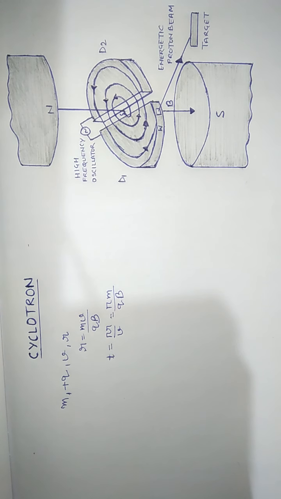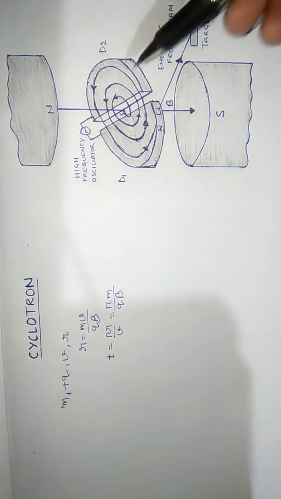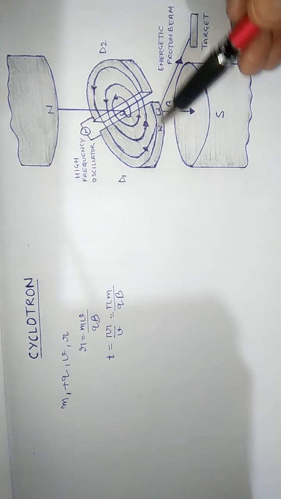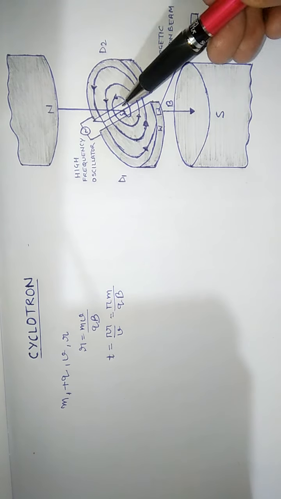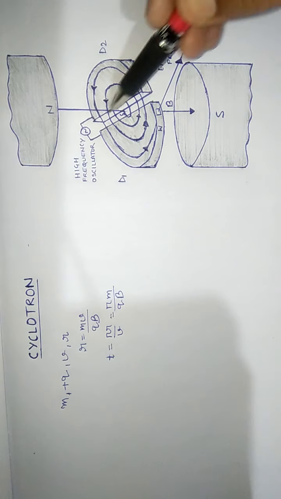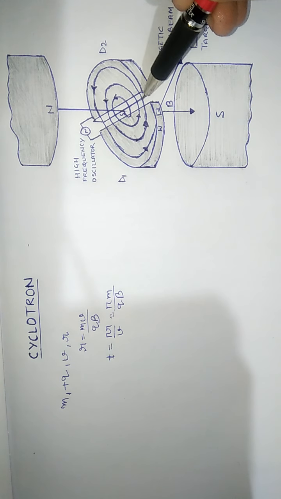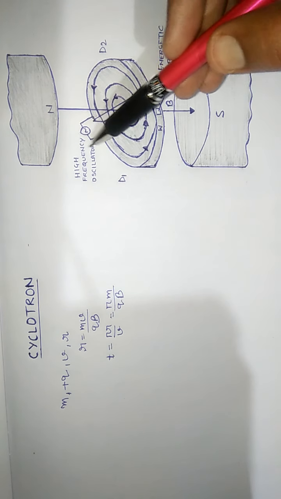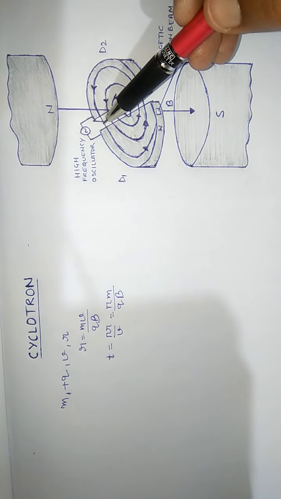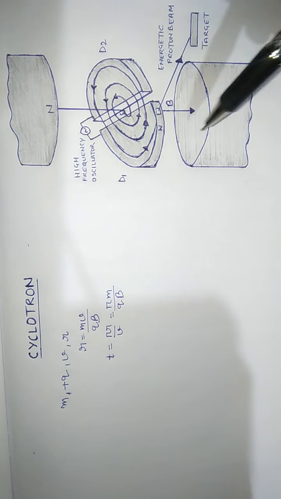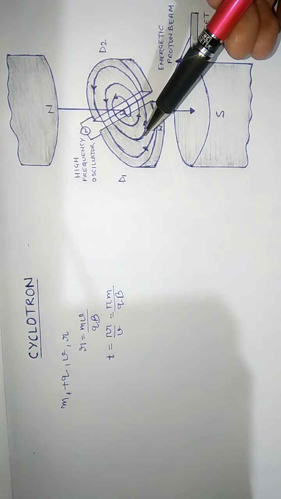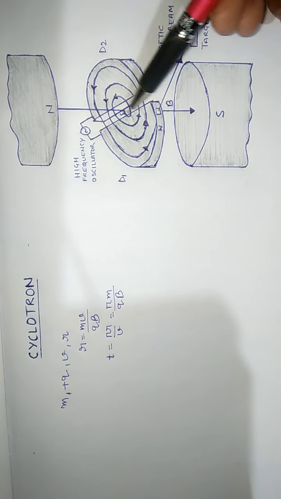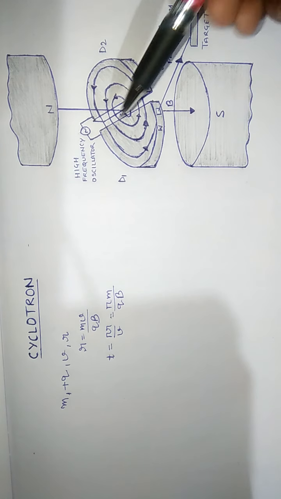Now coming to the construction of the cyclotron, it consists of two horizontal D-shaped hollow metal segments, D1 and D2, called the Ds, with a small gap between them. An alternating potential difference is applied across the Ds, and an intense magnetic field is set up perpendicular to the plane of Ds by a large electromagnet.